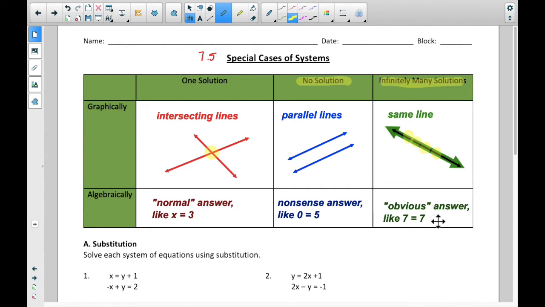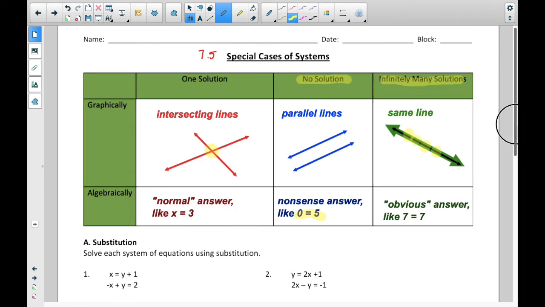So what we're going to find is, if we're working an algebra problem and it is a no solution problem, giving us parallel lines, then when we work it through, it's going to give us nonsense answers, something like 0 equals 5. If we get something like that, that means no solution. But if it's the same line, just kind of in disguise, then we're going to get something really obvious, like 7 equals 7 or 10 equals 10 or whatever. So let's work through some examples.